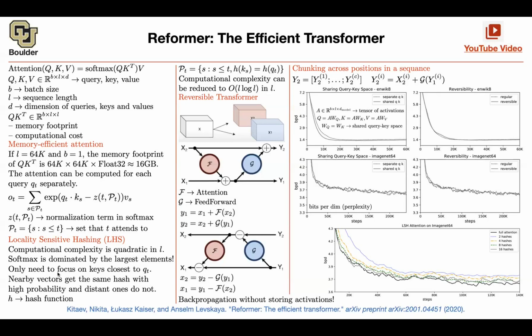So one of them was about computational cost. The other one was about memory. There is also another trick. This is a very useful trick to know about. It's not only about transformers, but about other models.